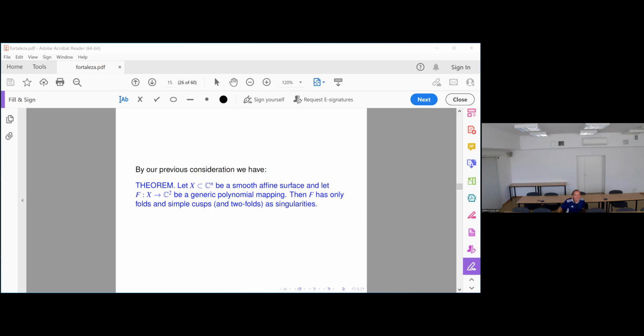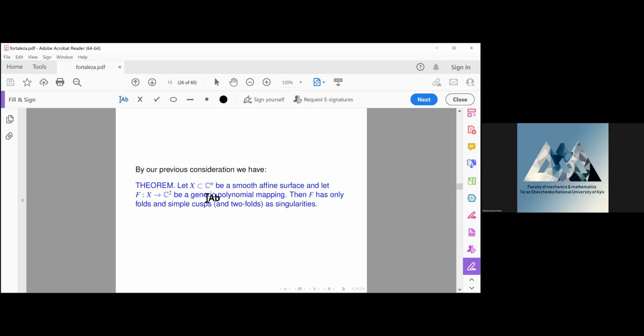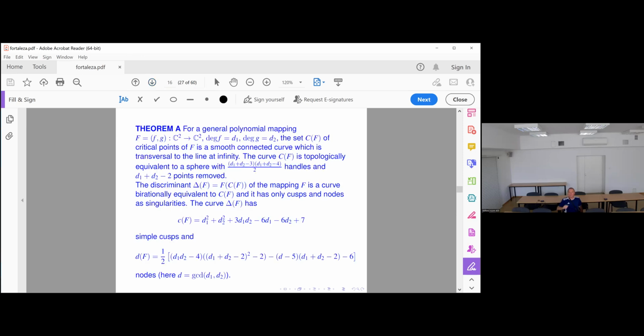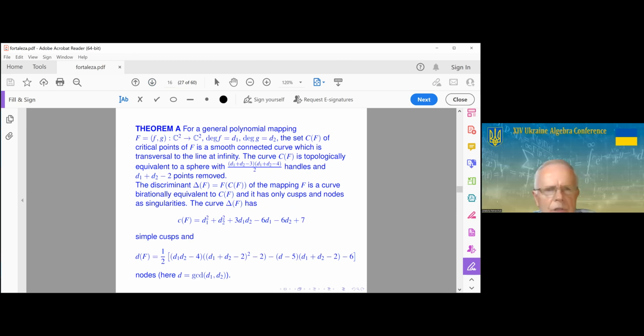Okay, and now I would like to go again. Oh, it's here, yes. Do you see my paper? Yes, we can see. Okay, and that probably I explained what I would like to explain, and we have the following theorem. Yes, we see.